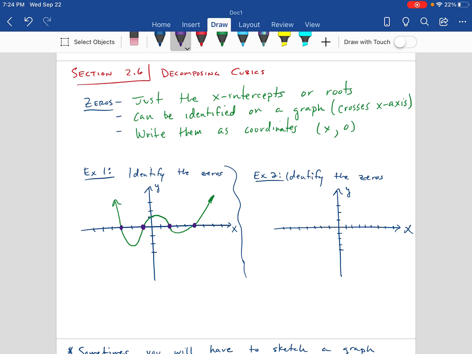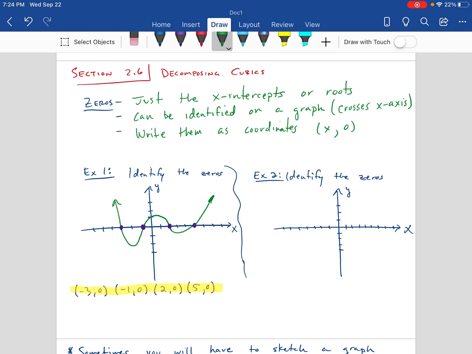Okay, so starting at the left, I am at -3, 0. Next one is at -1, 0. Third one is at 2, 0. And then the last one is at 5, 0. So my zeros are these four. That's it. That's all you need to do.